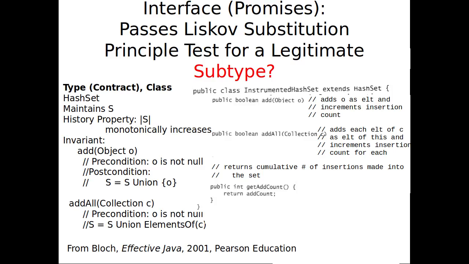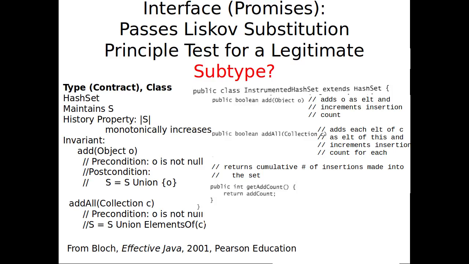I want to be clear about this. Is InstrumentedHashSet a legitimate subtype, that is a behavioral subtype, as judged by the Liskov substitution principle, for HashSets? Is it? Yeah, it is. Completely legitimate. There's absolutely no problem with this.